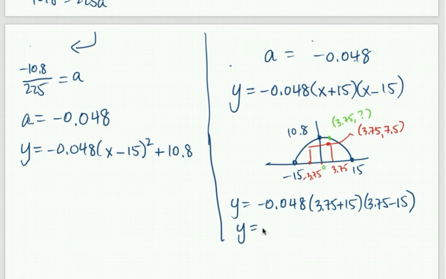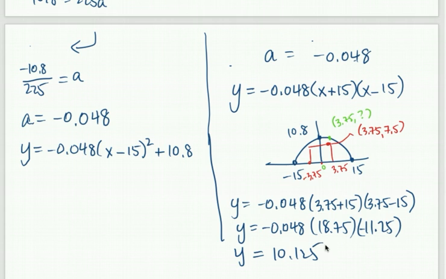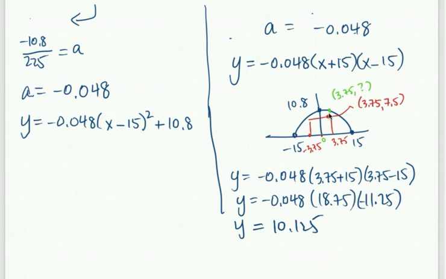Okay, so then you end up with multiplying all of these together. That's negative. Okay, so if we multiply all those together, we'll get positive 10.125. Okay, so that's the height right there.